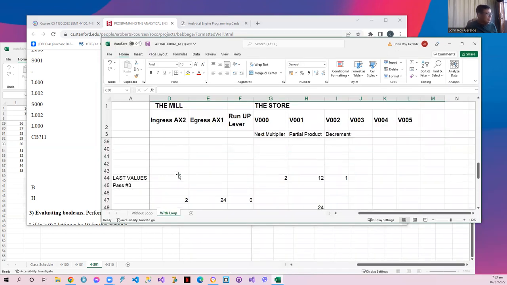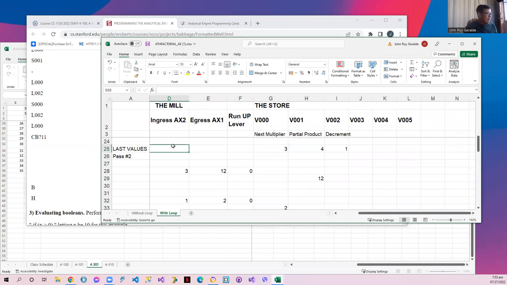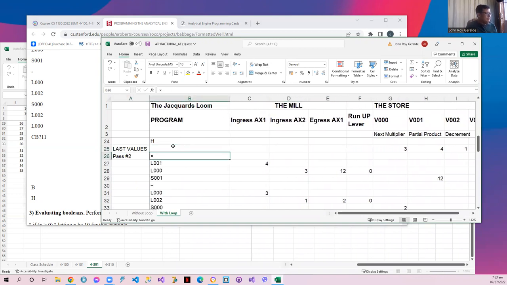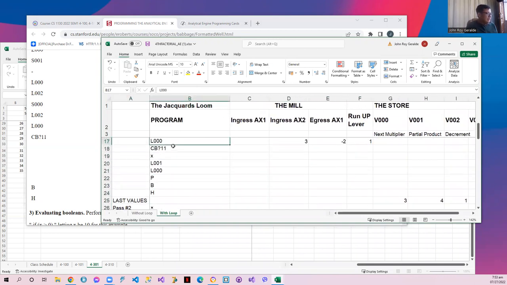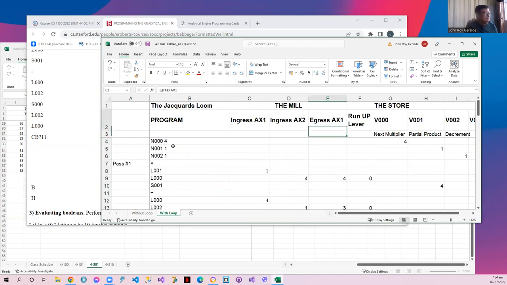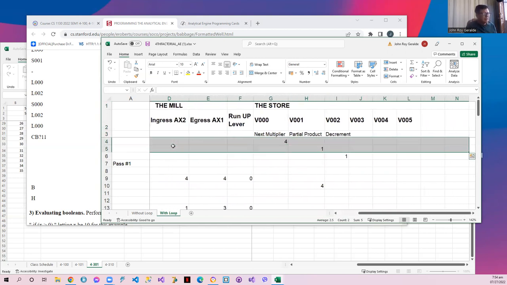I have added the following lines. I have added this line so that we'll be able to print the value of the ingress axis, because what's printed by print is the value of the egress axis. And we know that the egress axis last value is not correct. I'm going to explain the reason behind. Okay, so let us start our trace. Any questions?